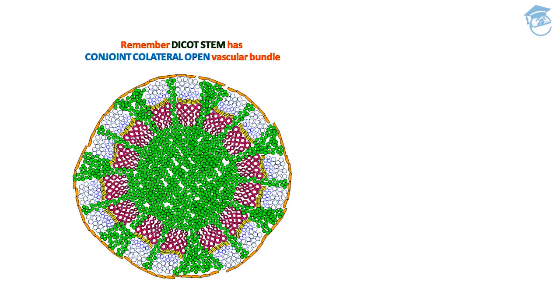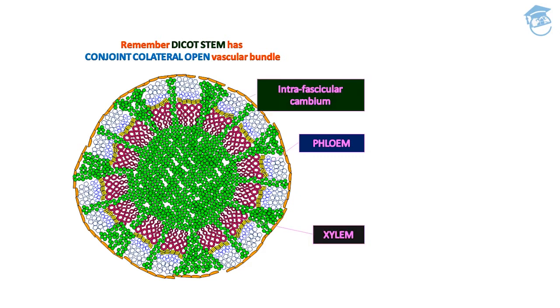Remember, students, dicot stem has conjoint collateral open vascular bundle. Open because it has cambium in it. This cambium is called intrafascicular cambium. It is represented by this yellow color. This is phloem, which is represented by this blue color, and this pink color is denoting the xylem. So this is intrafascicular cambium, and this is the medullary ray, which is present between two xylem and two phloem. See, this is one xylem, this is one phloem, this is another phloem, this is one xylem, this is another phloem, and this green is representing the medullary ray.